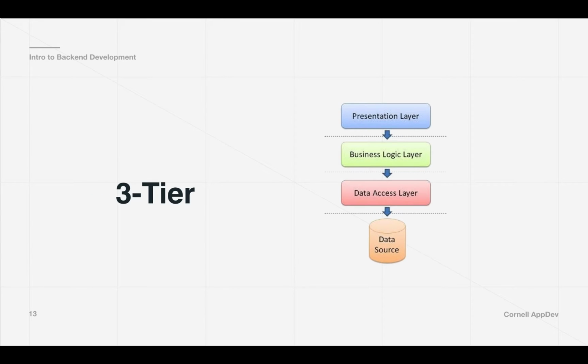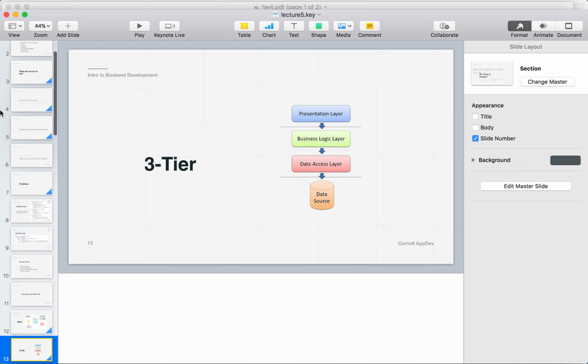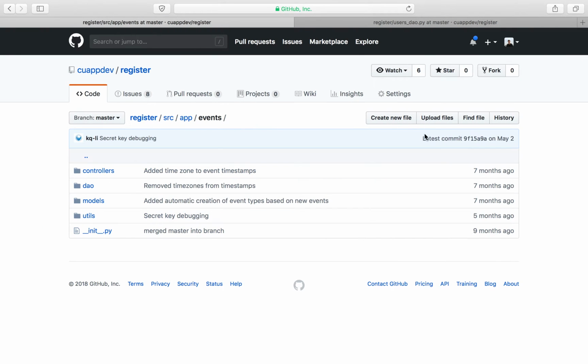So something that works better for backend development, and something that we've used in the past on AppDev, is this thing called the three-tiered architecture. There's the presentation layer, which we don't really interface with, and there's the business logic and data access layer, and then there's your data. So I have an example of what this might look like.